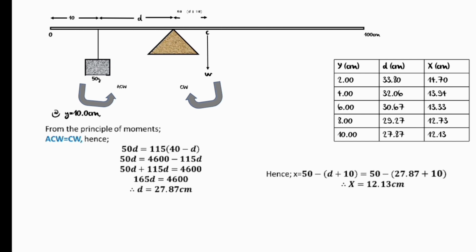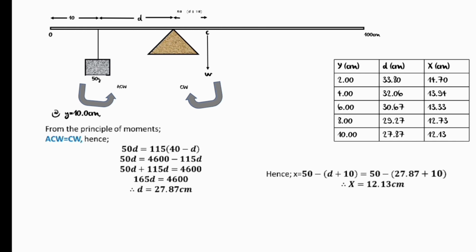Now, one thing about this is that it gives us accurate readings. And when we plot our graphs, we will find out that all the points will give you a straight line graph. That is because we got this by calculations.